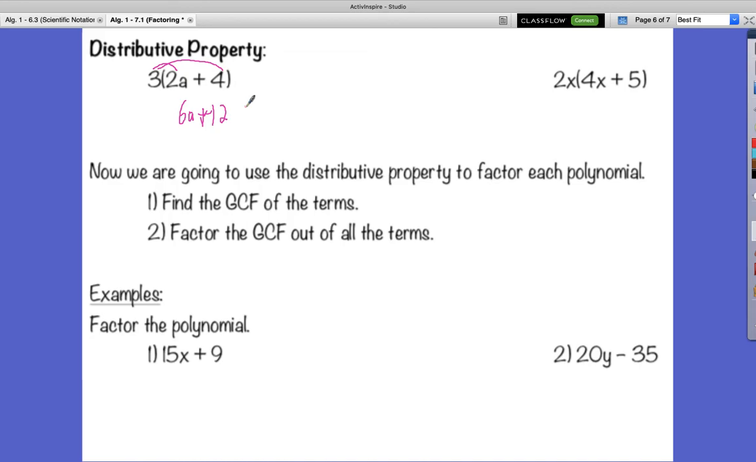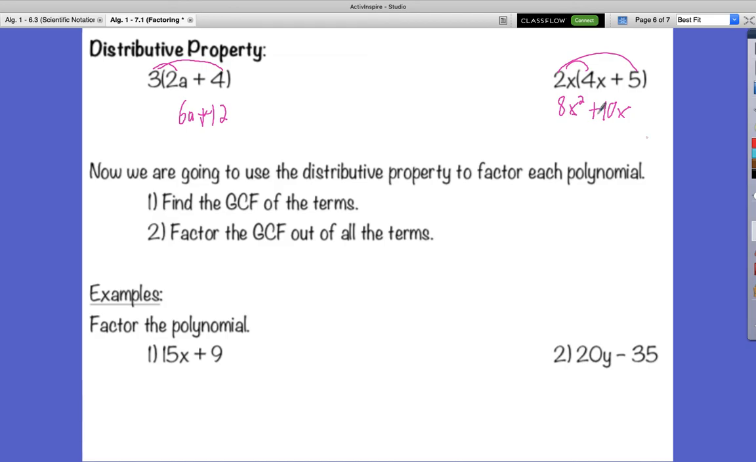We can do the same thing here. 2x times 4x is 8x squared. Very good. 2x times 5 is 10x. Yes. So now we're going to use the distributive property in reverse to factor each polynomial.